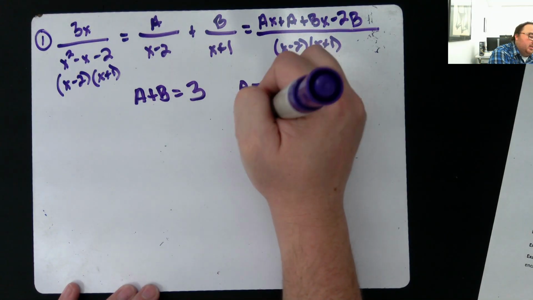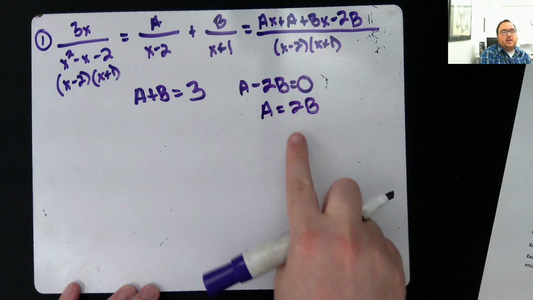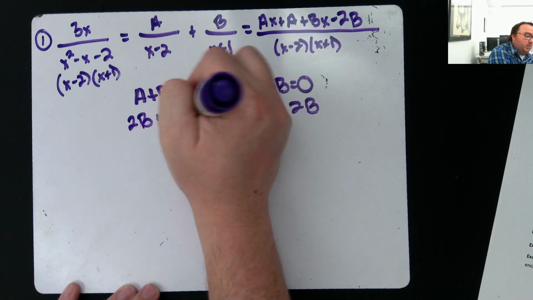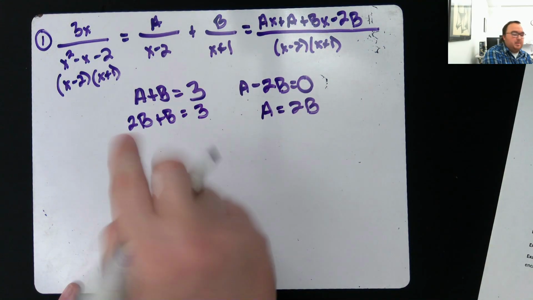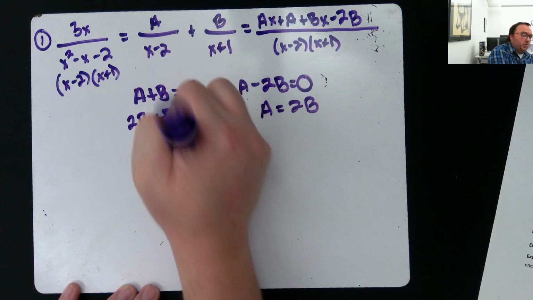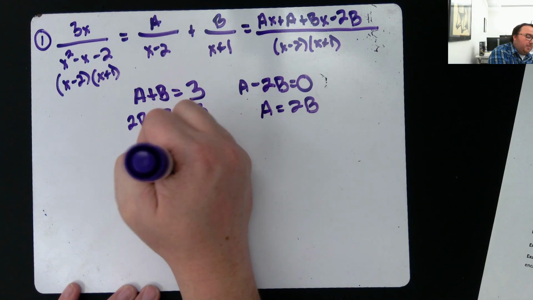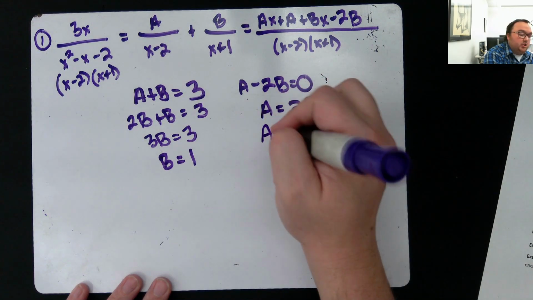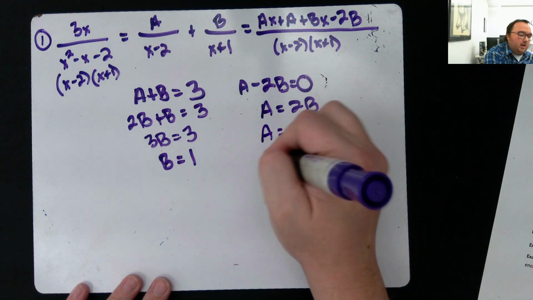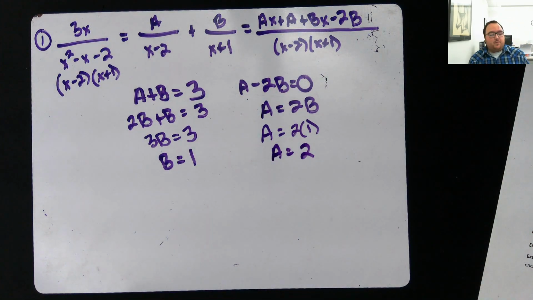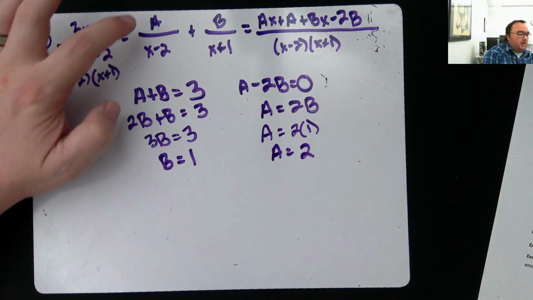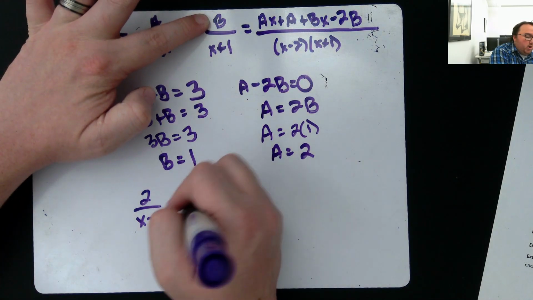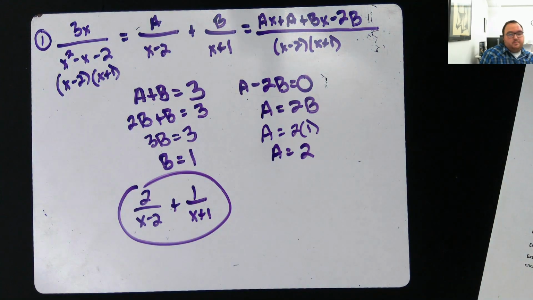Add the 2b, you get a equals 2b, which I can then plug in over here. a we just said was 2b, so 2b plus b is equal to 3. 2b plus b is 3b. 3b equals 3. Divide by 3, and you get b is equal to 1. So now I can plug that over here. a is equal to 2b, so 2 times 1, which is 2. Therefore, the partial fraction decomposition would be 2 over x minus 2 plus 1 over x plus 1. There we go.